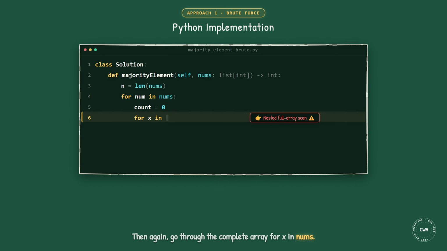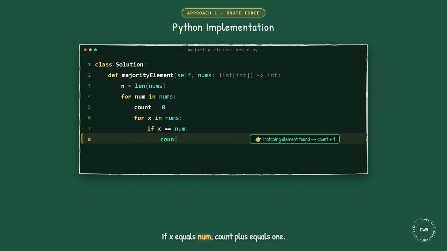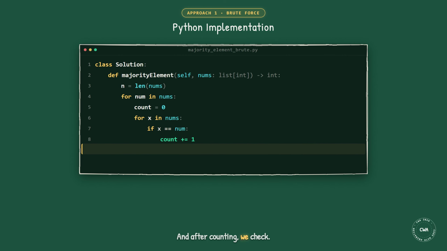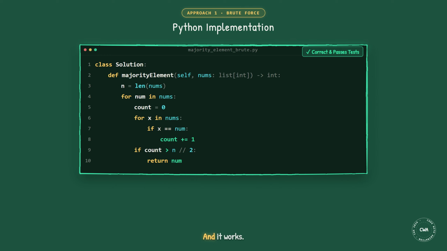for x in nums: Now compare. If x is equal to our current number, increase the count. if x == num: count += 1. And after counting, we check. Did this number appear more than half the time? If count > n//2, return num, that's it. The code is simple. And it works.